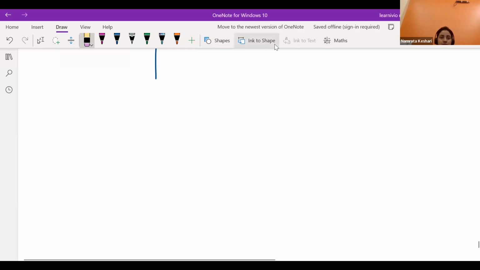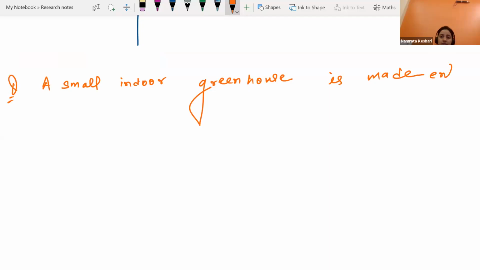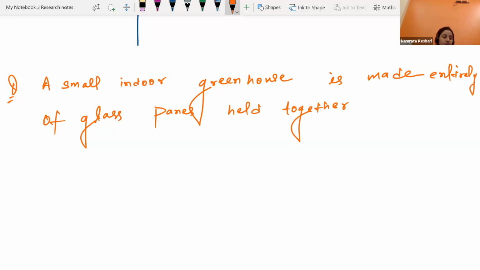Now the question is, a small indoor greenhouse is made entirely of glass panes held together with tape.